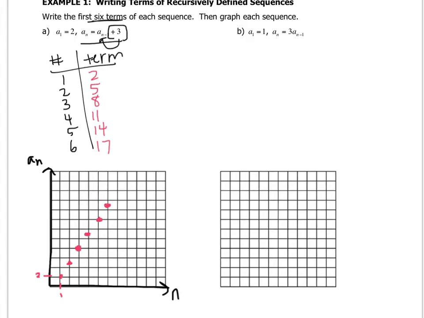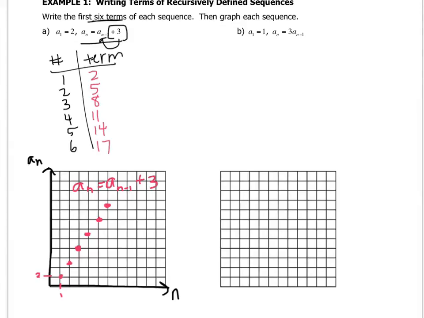So check your graph, and I guess I should technically label it a sub n equals a sub n minus 1 plus 3. Now you might say, wait a second, why can't I just write that as the equation y equals 3x minus 1, because that would be the equation. And I like your thinking if you thought about that, but we're not quite there yet. That's going to come in a later example.